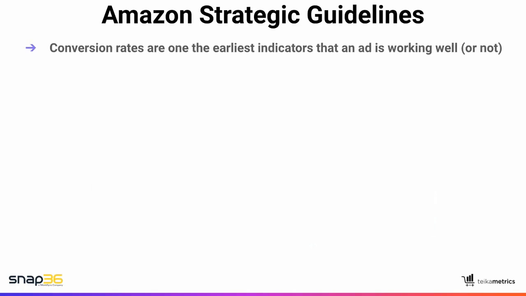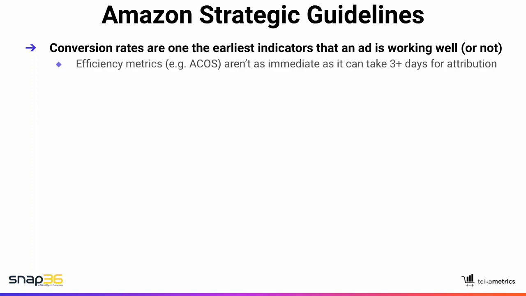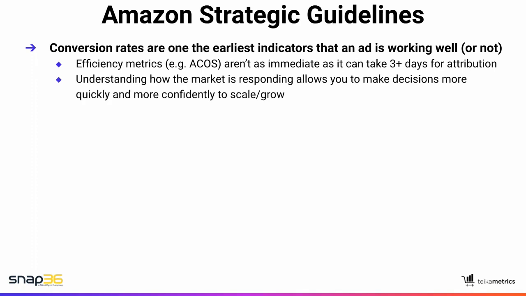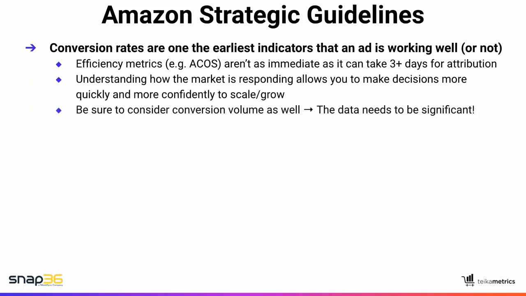So with Amazon, conversion rates are the earliest indicator that an ad is working well. It's also the earliest indicator to know whether a 360-degree image is having an impact as well. When you look at efficiency metrics like ACOS, they aren't immediately available. It can take 3 days plus to have a sale attributed from an advertisement. If you aren't looking at conversion rates, you're not having a good pulse and responding to actual market trends. If you do pay attention to it, you can make decisions more quickly and more confidently scale and grow your business. Be cognizant of the data set. If you have 5 clicks and a conversion rate of 75%, that's not enough data. Give yourself some more data.